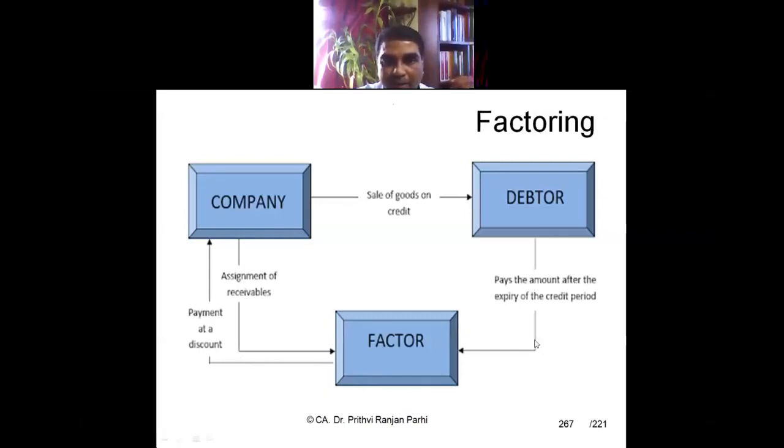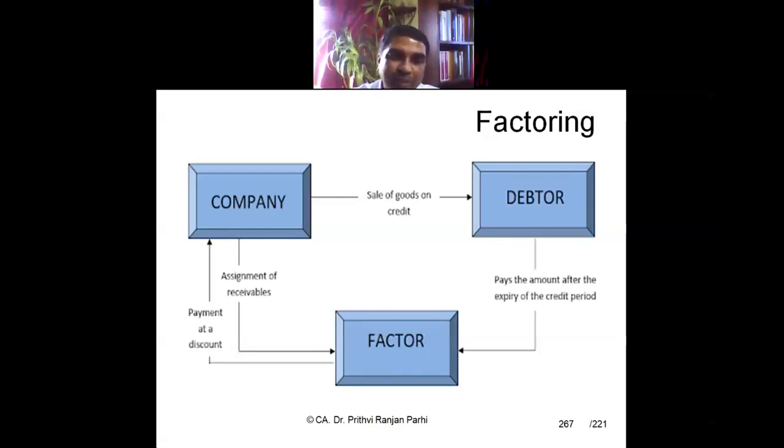Now the debtor pays the amount after expiry of the credit period, to whom? The debtor pays to the factor. Now the question is, if some amount becomes bad, if there is a bad debt, and if it is without recourse factoring, then the factor is responsible for the bad debt. That is the factor's risk. Understood?